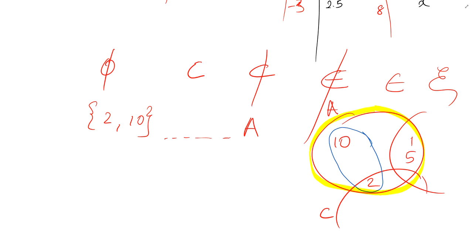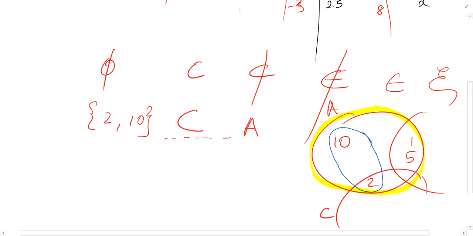So proper subset has this symbol over here. Meaning every single element, which is 2 and 10, is found inside the set A. But they are not equal. Okay, because set A got 2 more elements, 1 and 5, which is not inside the blue color one.